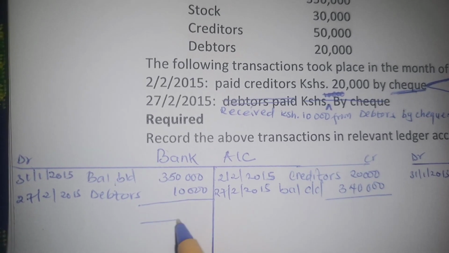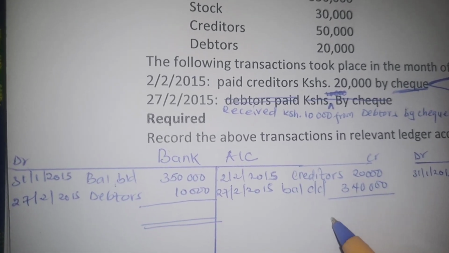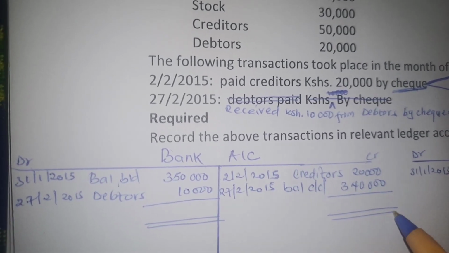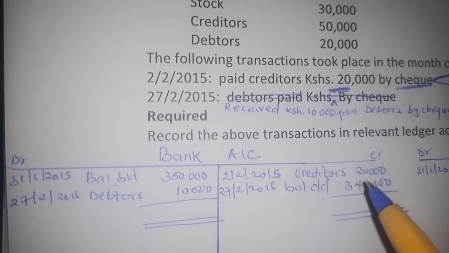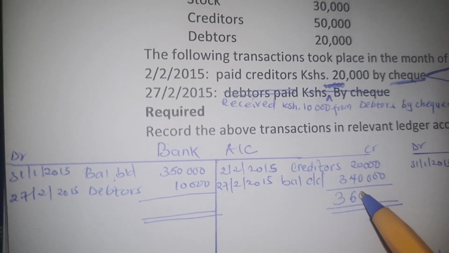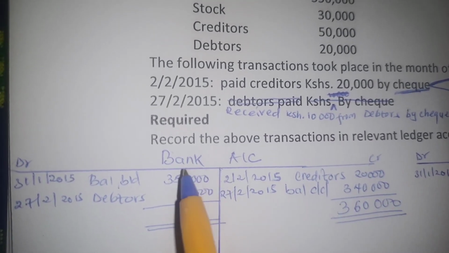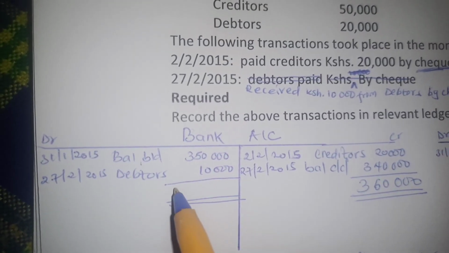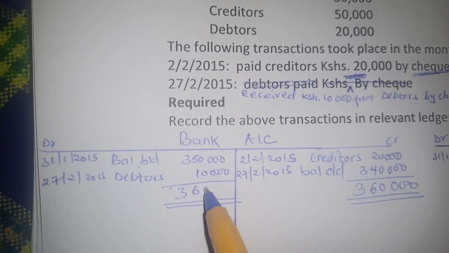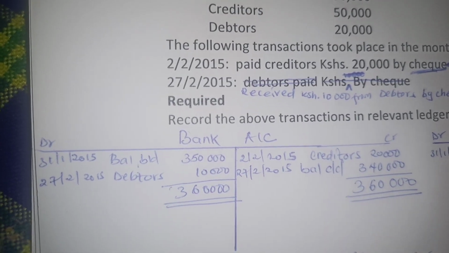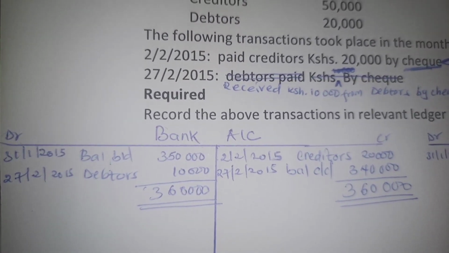Get the totals, and remember to double underscore. 20 plus 340 gives us 360,000. 350 plus 10 gives us 360,000. We've balanced the bank account so far.